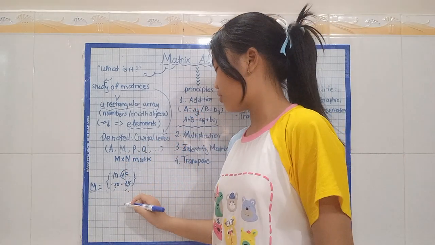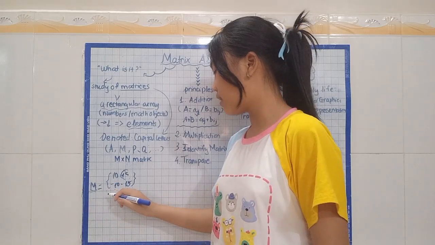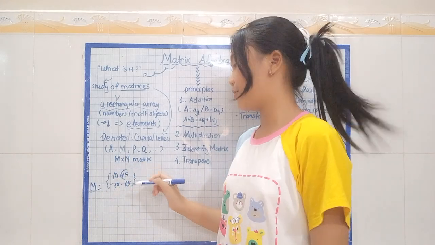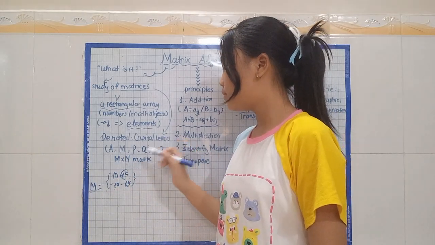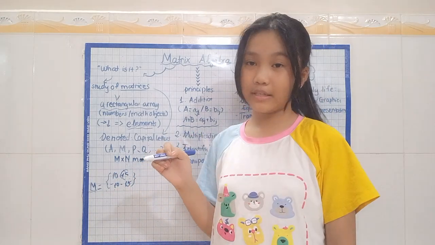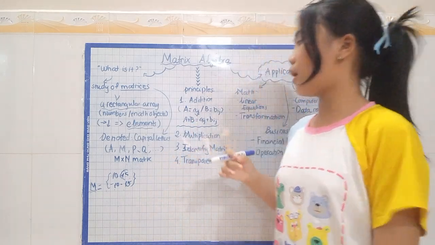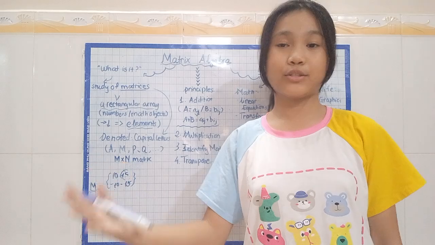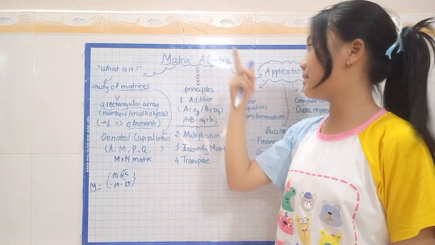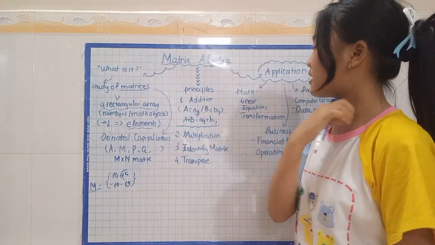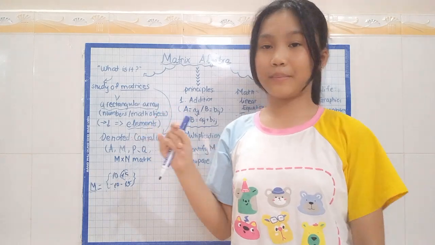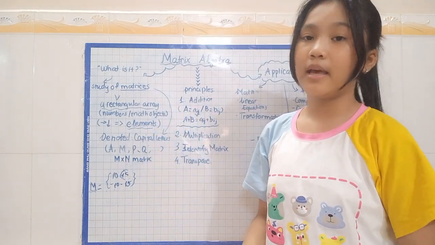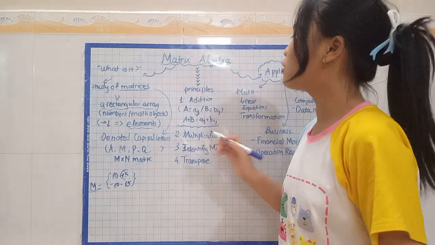So let's look at this matrix. We have two rows and two columns, so we would call this a 2 times 2 matrix. Really easy, right? Now I'd like to come to its basic principles and what could actually be done with matrix algebra. First is addition and multiplication. Those are the basic arithmetic operations that we could face in matrix algebra.